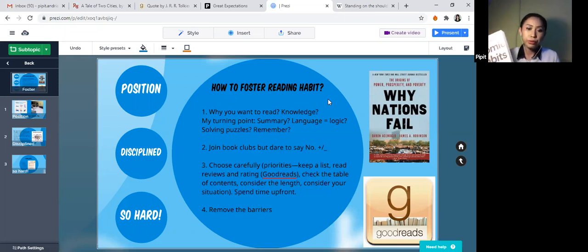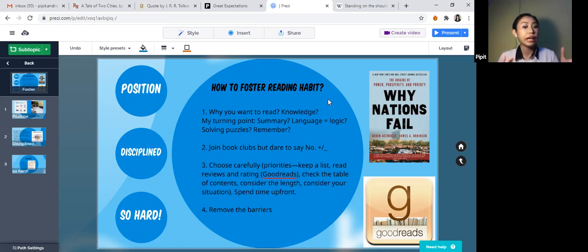I usually buy three-dimensional books. I cannot read ebooks for some reason. So we have limited resources, and I usually invest more time upfront to select what books I will read. I will check on Goodreads, the reviews, the ratings. I will check the table of contents.